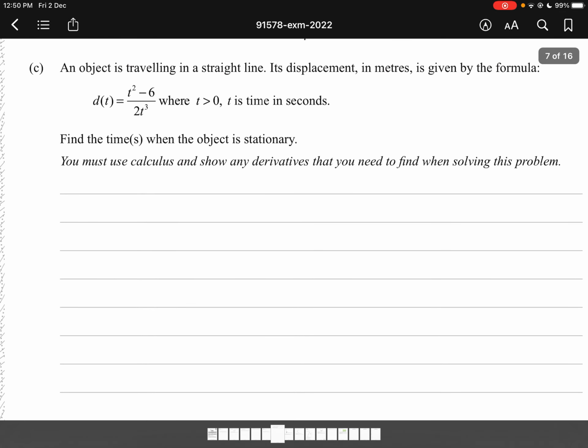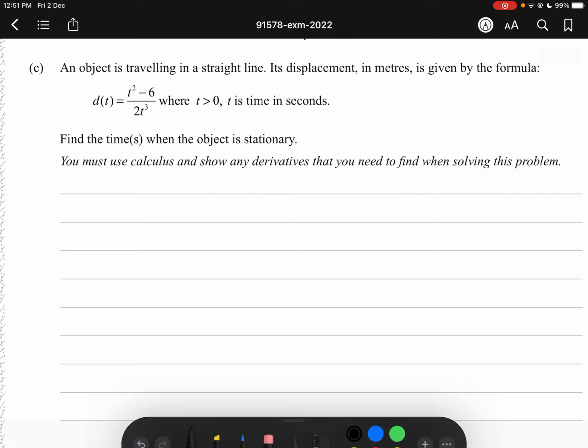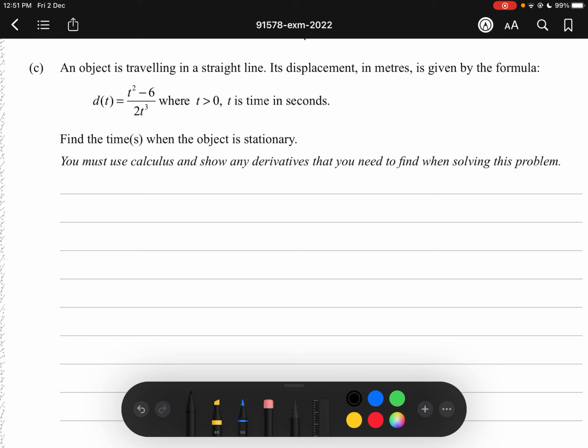Alright. Question C, an object is traveling in a straight line. Its displacement in meters is given by the formula d of t equals t squared minus 6 over 2t cubed, where t is the time in seconds. Find the times where the object is stationary. For this question, again, like question A, we have two options. We can either divide through by 2t cubed, or we can just use the quotient rule. In this case, I'm just going to use the quotient rule, just to be quick, just to immediately differentiate.